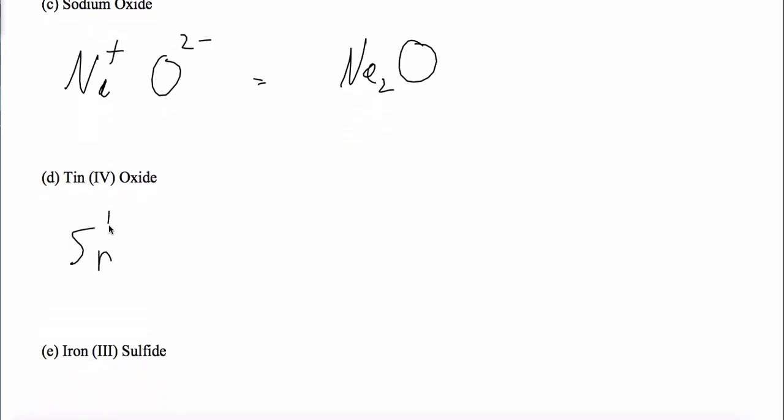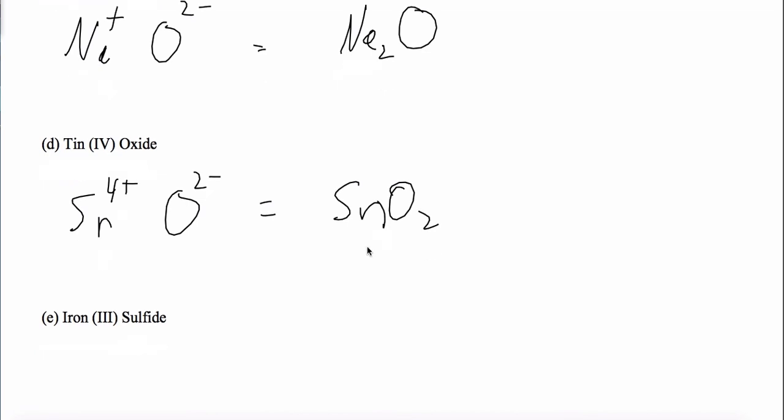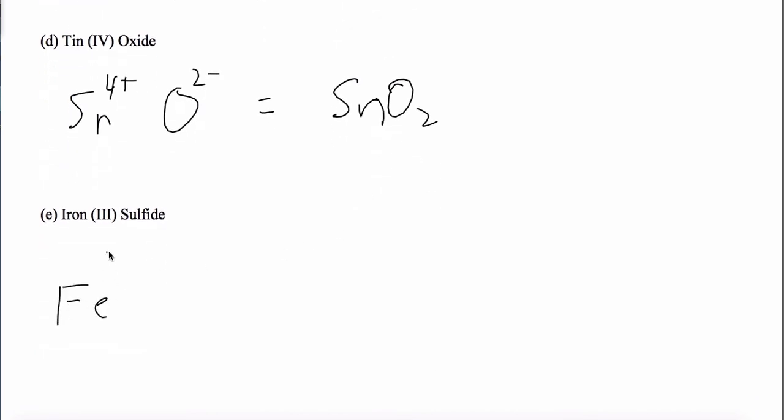Tin is Sn4+, O is 2-. So that means you're going to need 2 O's to balance out that +4 there, SnO2. In this case, Fe is 3+ because of that Roman numeral there. S is 2-. So you're going to need 2 Fe's and 3 S's to reach the least common multiple of 6, Fe2S3.